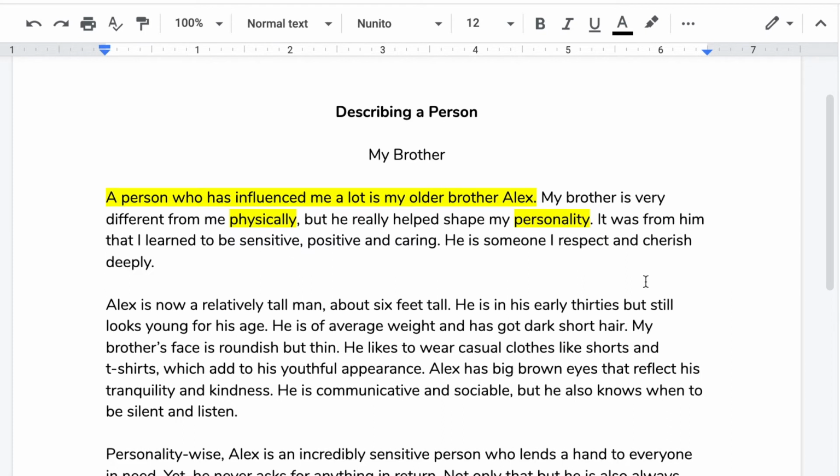So those 2 elements point to the body paragraphs, as we are going to see in our subsequent analysis, that the writer will provide more details on Alex's physical description and Alex's personality, let's put it this way, so that the writer can explain how Alex's personality helped shape his or her own personality.